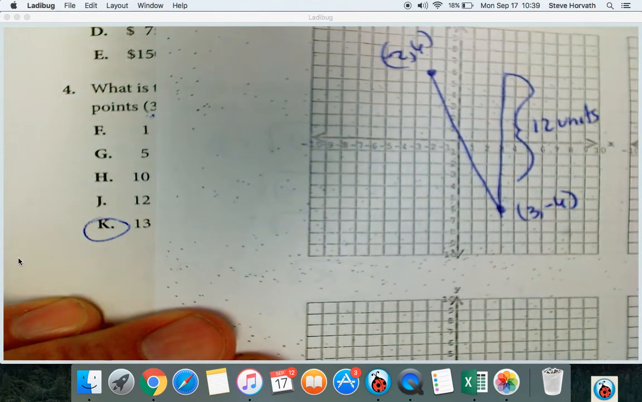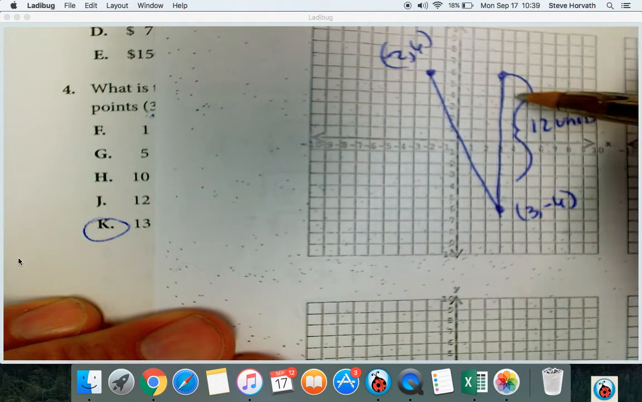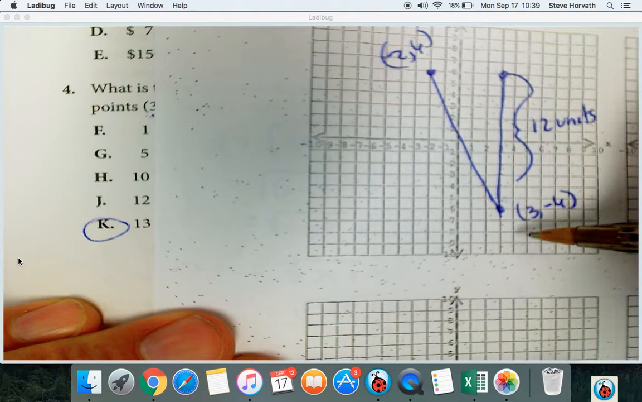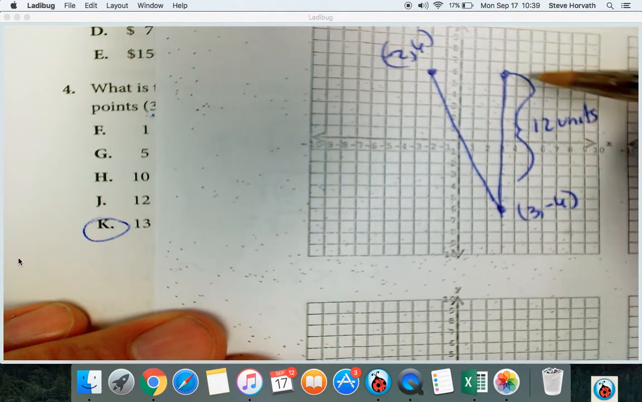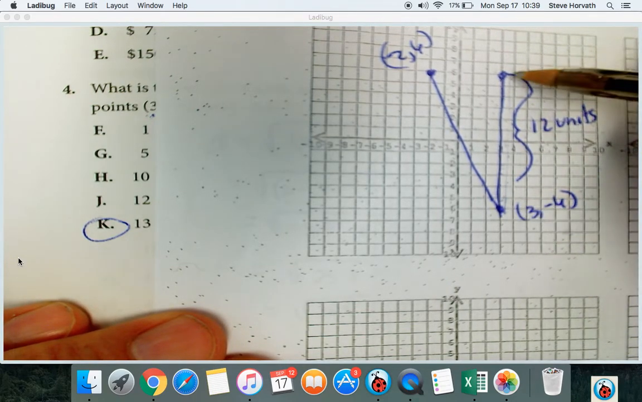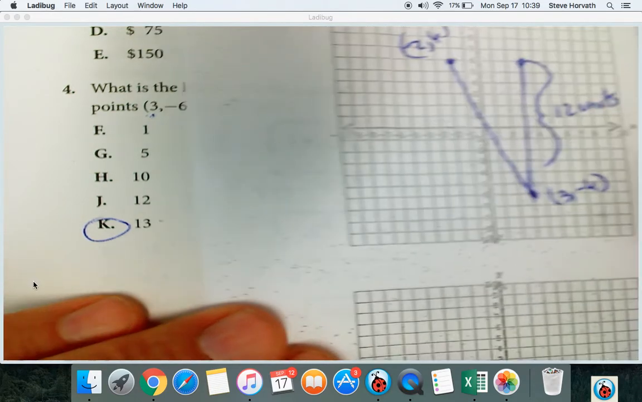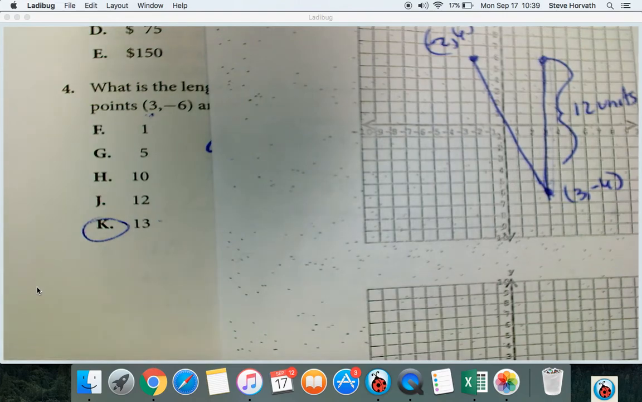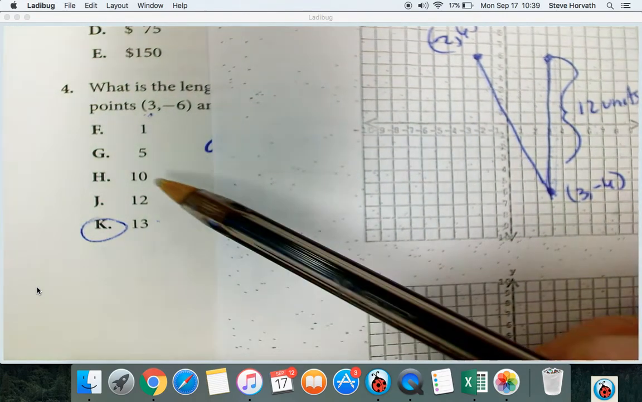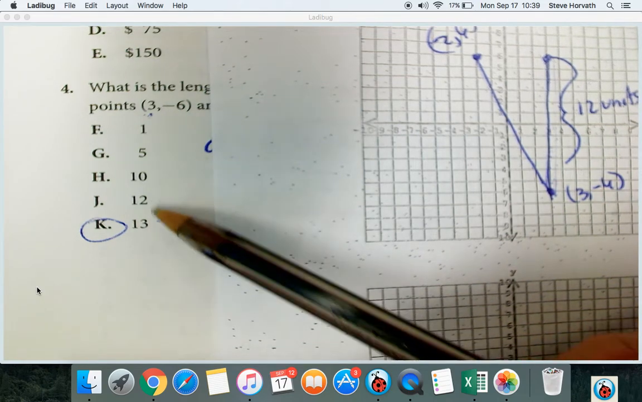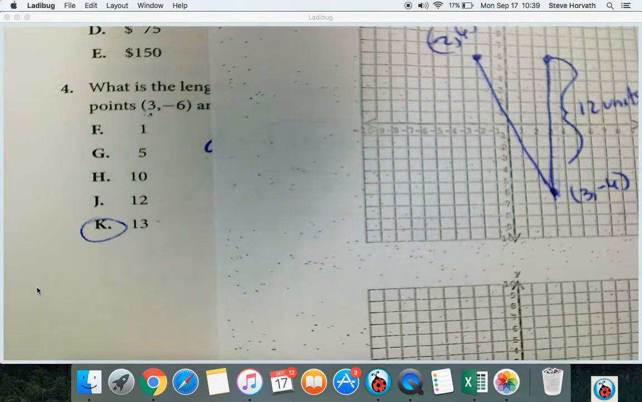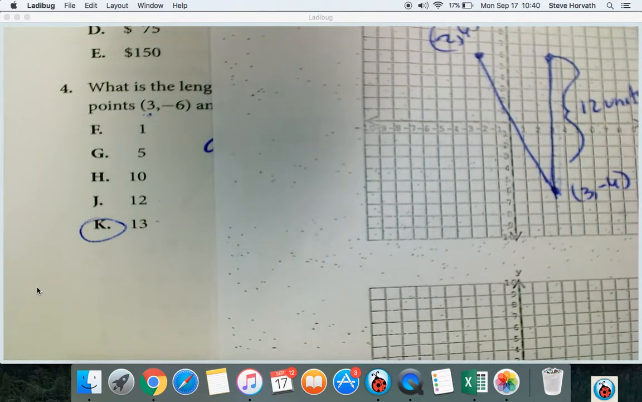That distance is 12. Well, if this is 12, then this angled line has to be more than 12. So if you were just able to get this and say, well, straight up is 12, that means the length of this has to be more than 12. There's only one answer choice that's more than 12. So even if the answer choices were 10, 12, 13, 15, or something like that, you could obviously eliminate all the answers 12 and below right off the bat.